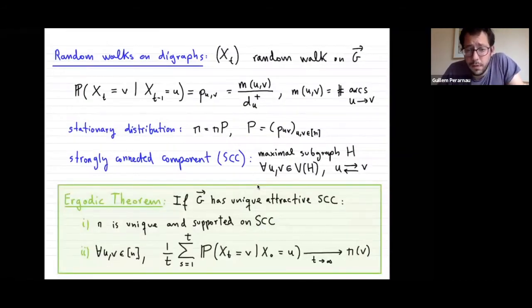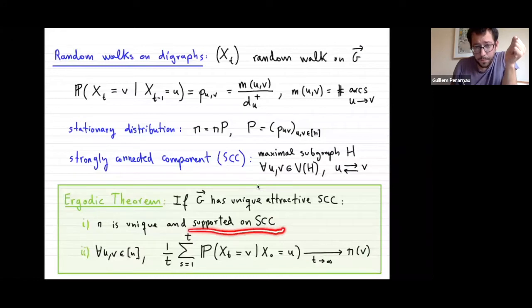If your digraph can be partitioned into strongly connected components, and it turns out that there's only one that is attractive, and by attractive here I mean a strongly connected component is attractive if there are no edges going out from it. So if all the strongly connected components are connected in such a way that there's a unique one that cannot be left, then your stationary distribution is also going to be unique, and it's going to be supported in your strongly connected component.